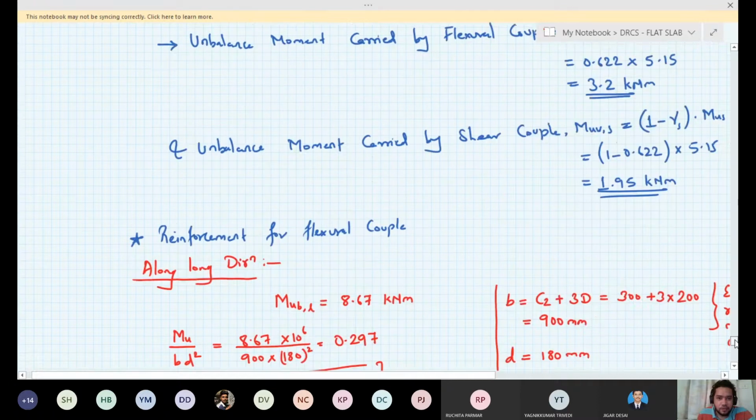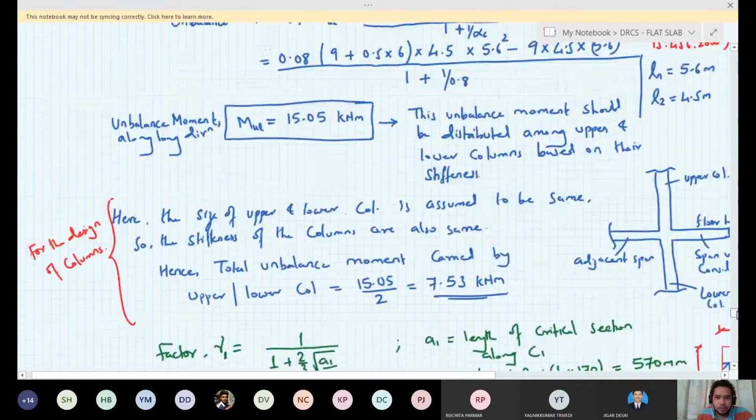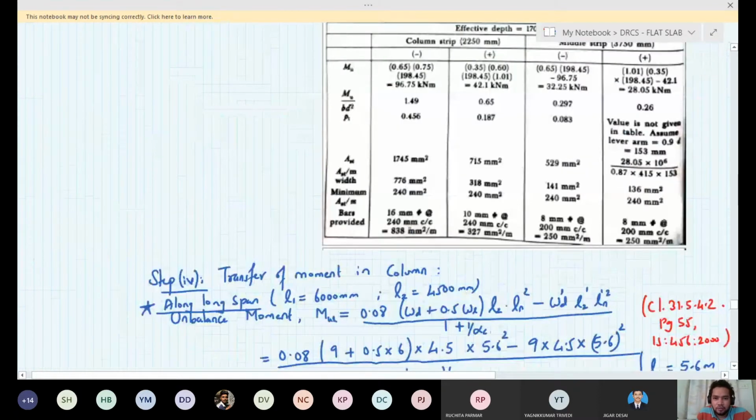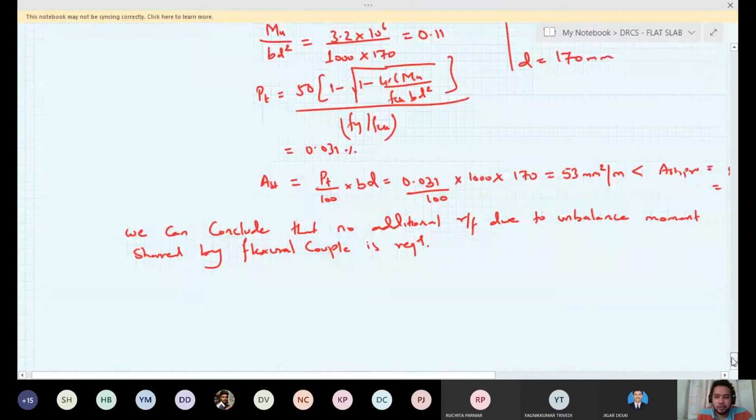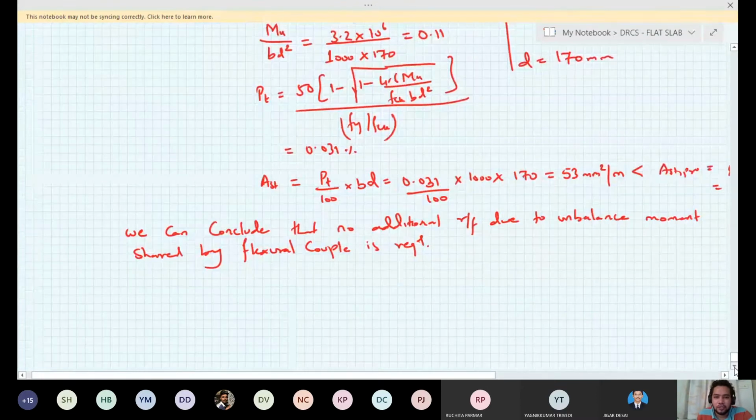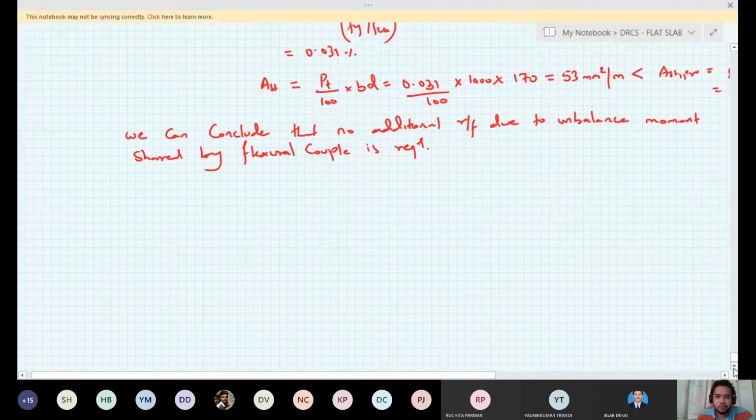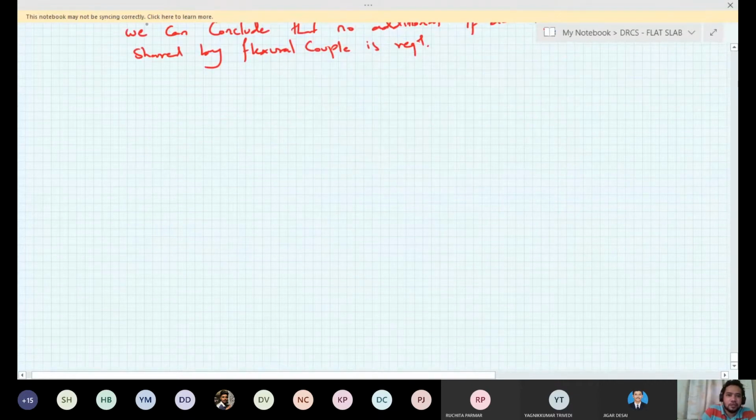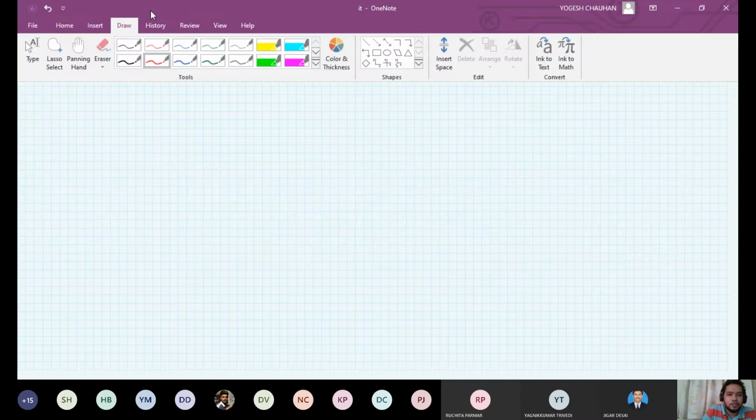Now see, your design is actually over here, but you have to check certain things, such as the unbalanced moment, because we have to transfer the load to the column also, due to which there will be an unbalanced moment, and this unbalanced moment will be carried by the flexural couple and shear couple. Okay, and also we have to check the slab for the shear also. So with this, the flexural part is over. Now we'll have to check for the shear.